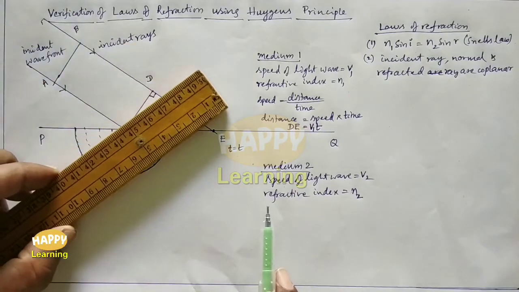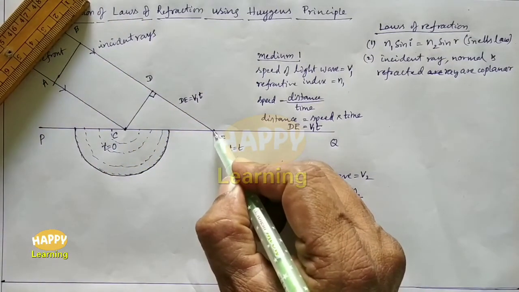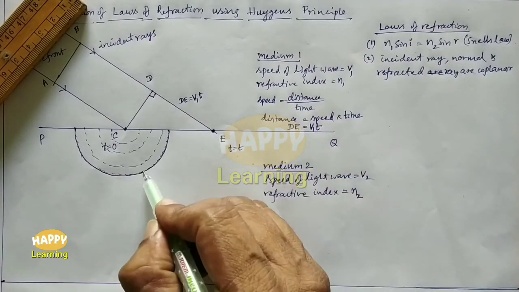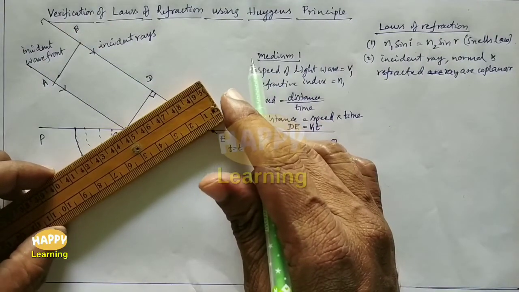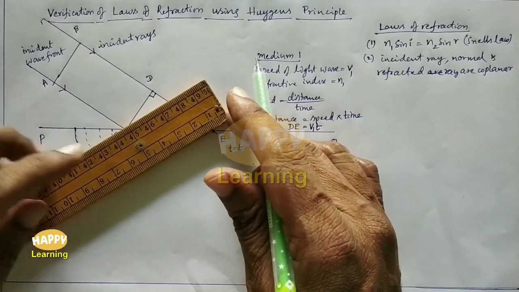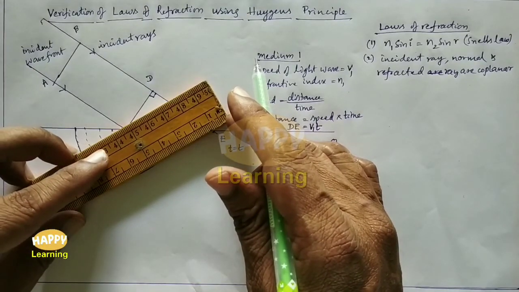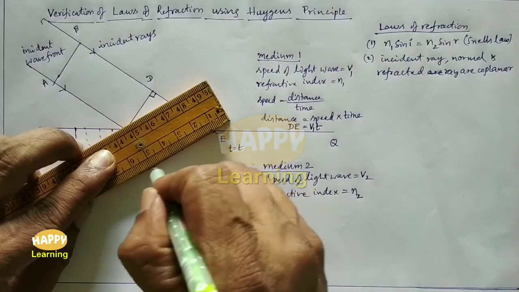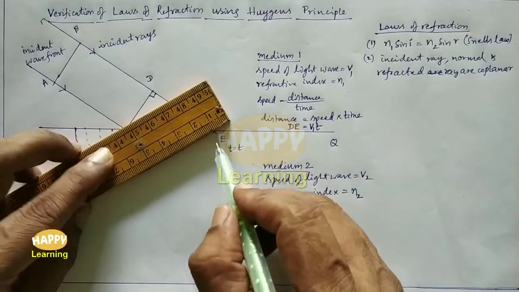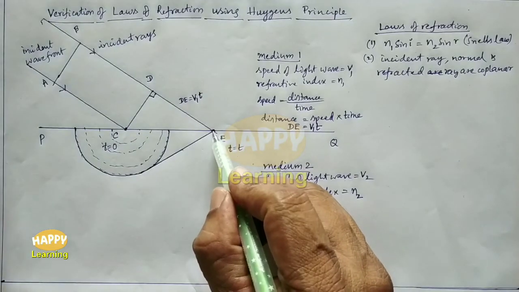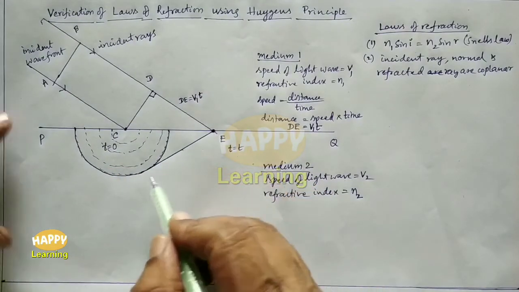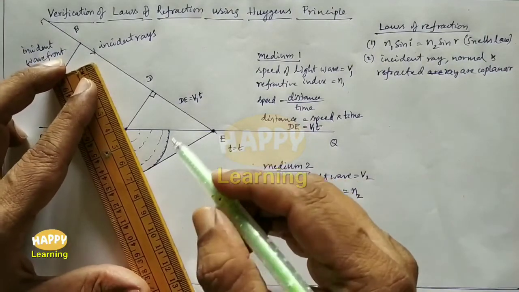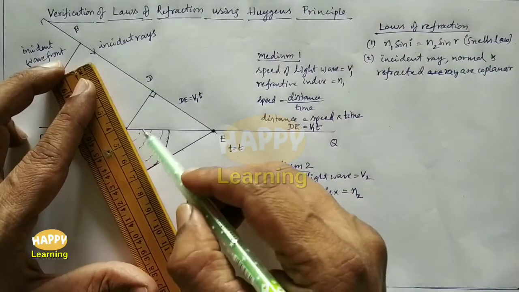Now, draw a normal. So, this is a zero radius wavelet. This is one wavelet. The common tangent to these wavelets is the wavefront. So, I am drawing a common tangent. Here there is a zero radius wavelet. Here there is a Vt radius wavelet. So, here I will draw the normal.